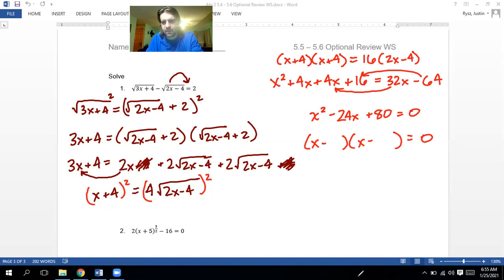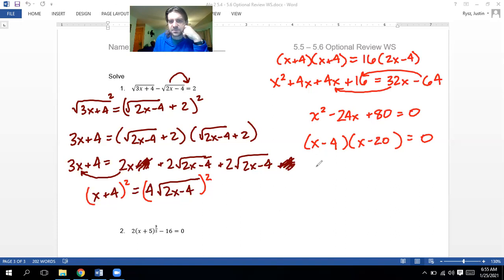Let's see. No, it's not 8 times 10. That's not big enough. So we got to do a number smaller than 8. How about 5? 80 divided by 5 is 16. No, that's 21. Got to do something smaller. 80 divided by 4 is 20. Oh, why didn't I think of that? All right, so it's x minus 4 and x minus 20.